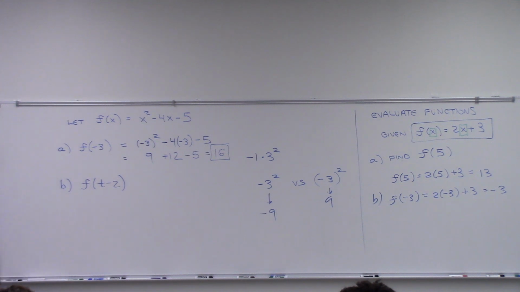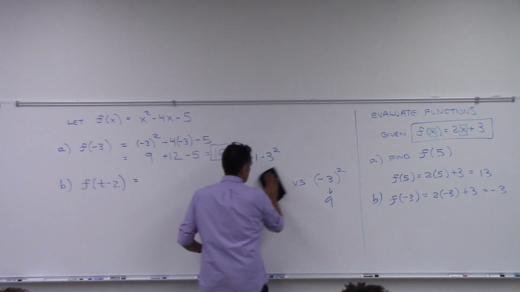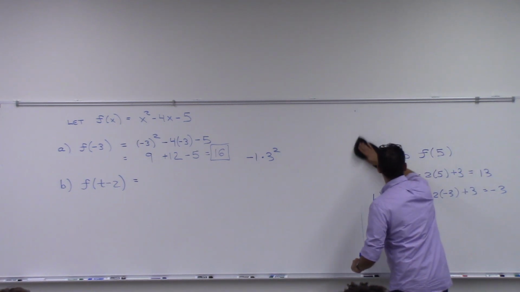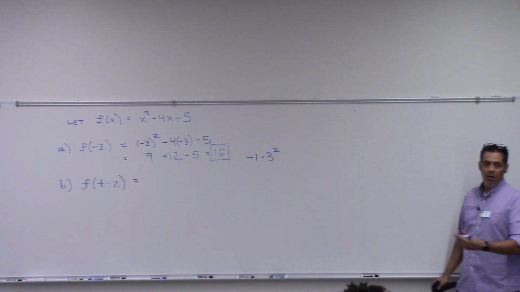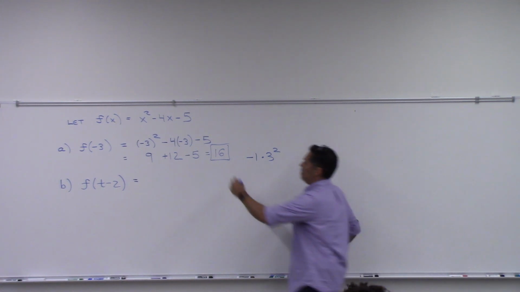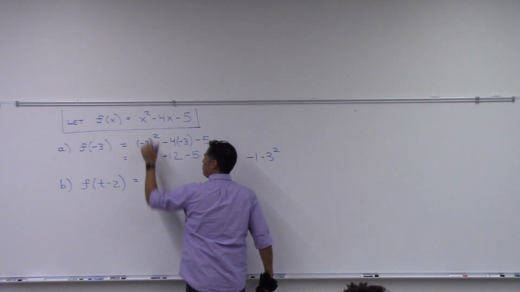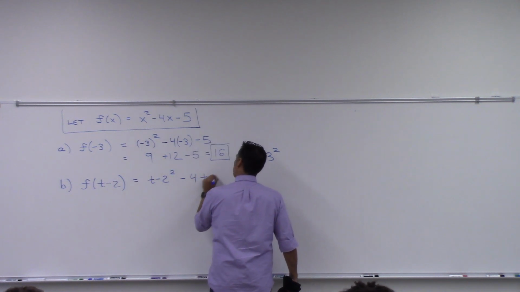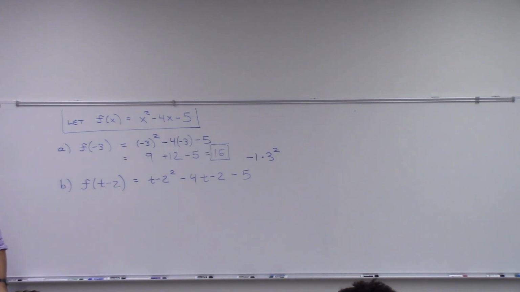F of t minus 2. What am I supposed to do? Replace all my x's with t minus 2's, right? I'm replacing all my x's with t minus 2's. And when I say that, I'm referring to the function I was given. I replace that x with t minus 2 squared minus 4 times t minus 2 minus 5. Is that right to write it like that? No, that's a complete disaster I've just created, right?